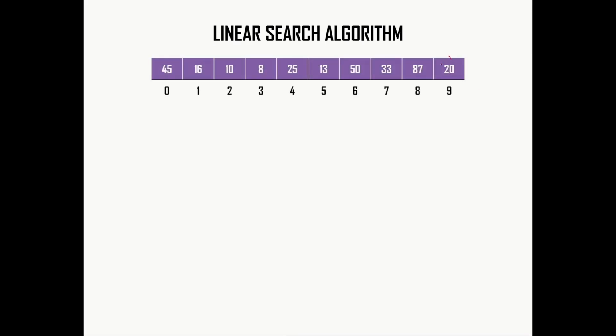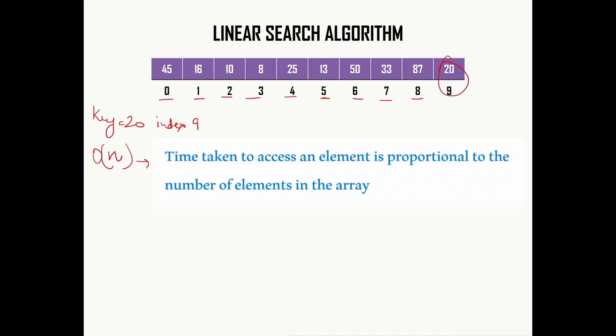Now I say that I want to find element 20. So my key here is 20, which is at index 9. So I start from 0, 1, 2, and then keep on making these comparisons. That means starting from index 0 and going till n minus 1 to find element 20, making n comparisons, and algorithm's time complexity becomes O of n. O of n here means that time taken to access or find that element is proportional to number of elements in my list or array.